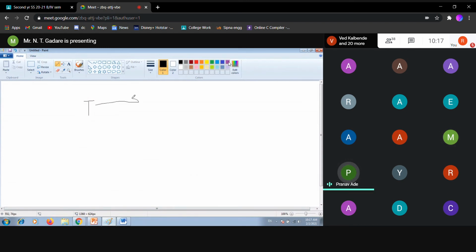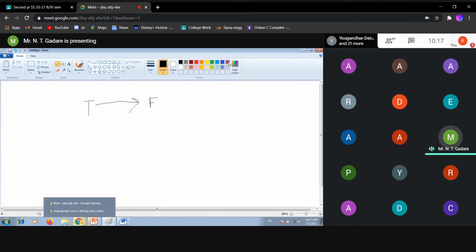Can we say analog to digital? No. You can convert a signal from analog to digital, which means what? Now see, here is the analog signal, this is my sinusoidal signal, and this is the digital signal. Digital means a discrete signal.